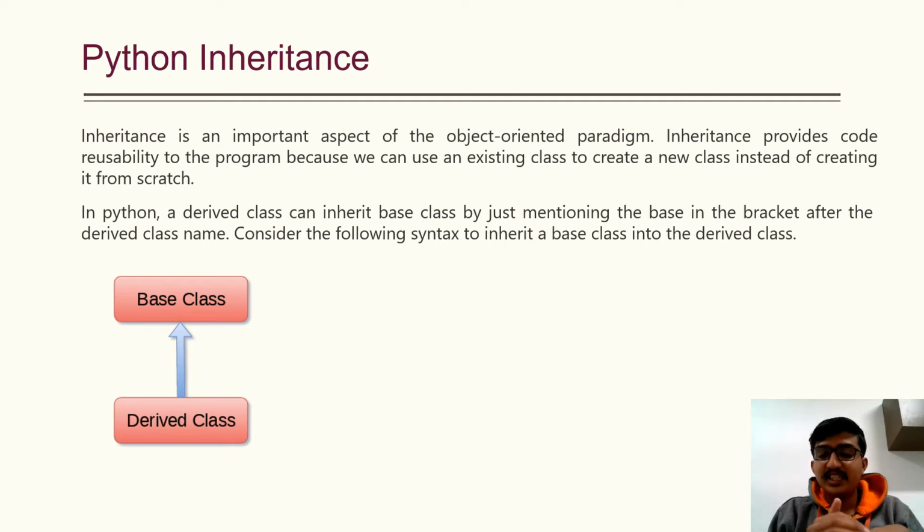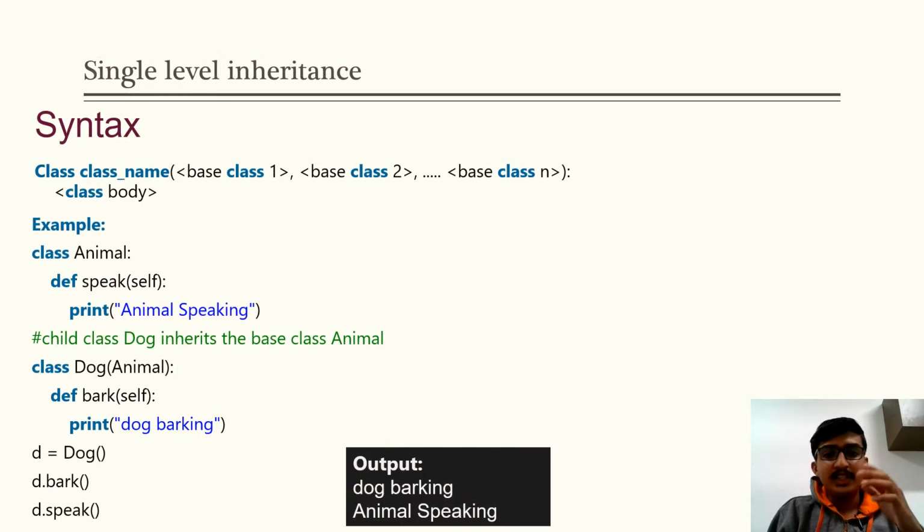By using inheritance, we can create a child class from its parent class. In the child class, all the properties of the parent class will be present. There are three types of inheritance: single level inheritance, multi-level inheritance, and multiple inheritance. We are going to take a look at them one by one. Now this is single level inheritance. The syntax is to create a class, give the class name, and write in brackets the class from which we have derived it. Now let's take a look at an example.